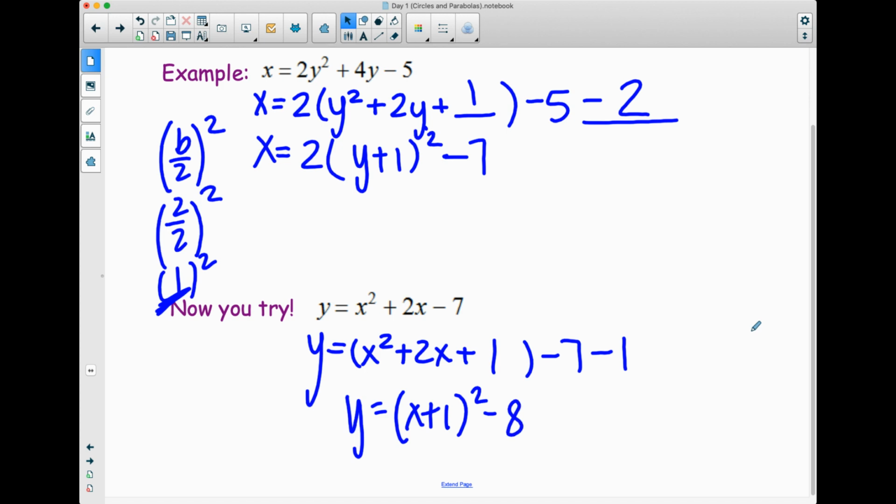Yeah, not always. You will not do it if you have a leading coefficient that's a negative number, because if you multiply by a negative, you need that to be a positive.